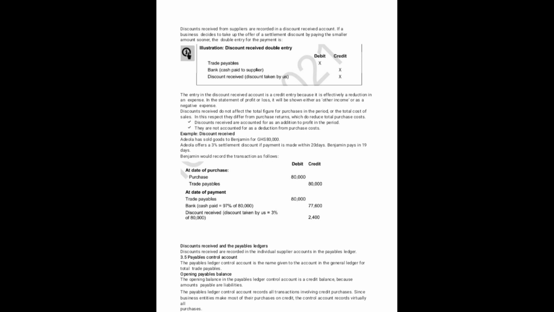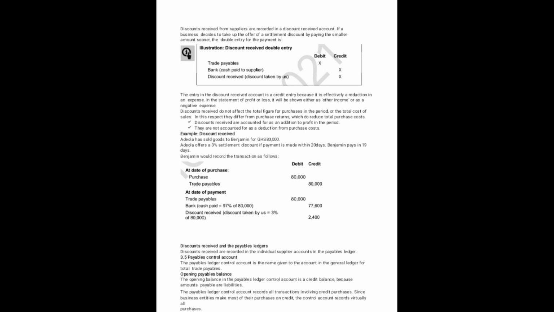Discount received does not affect the total figure for the purchases in the period or the total cost of sales. In this respect, they differ from purchases returns, which do reduce total purchases cost. Discount received is accounted for as an addition to profit in the period. It is not accounted for as a deduction from purchases cost.